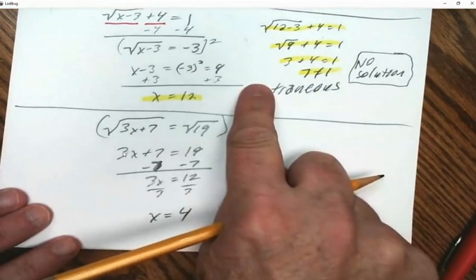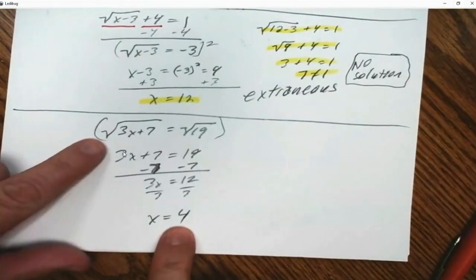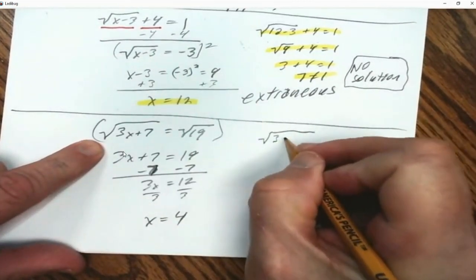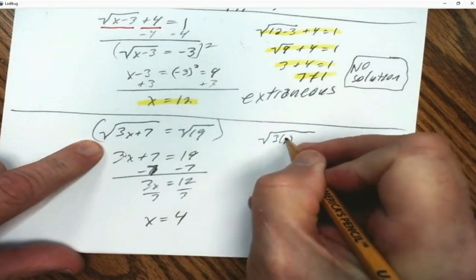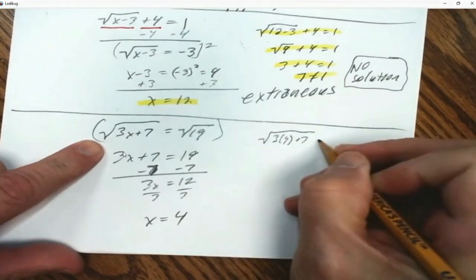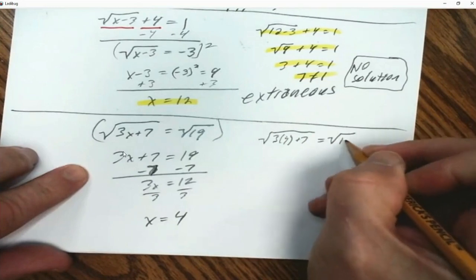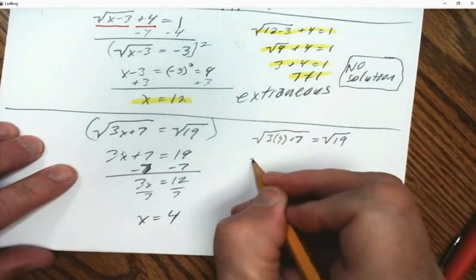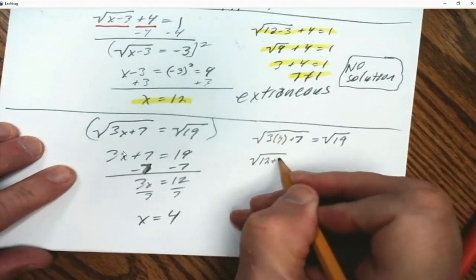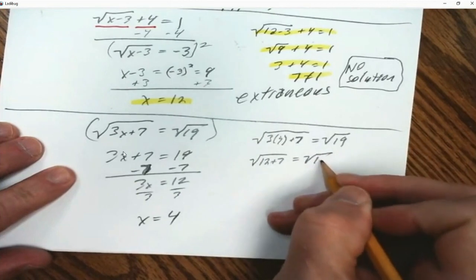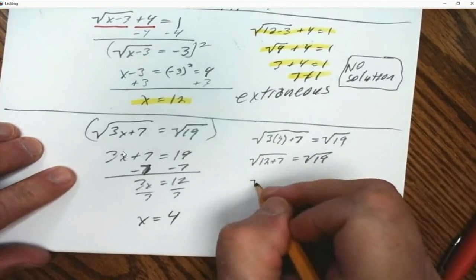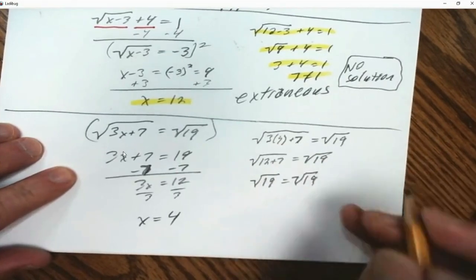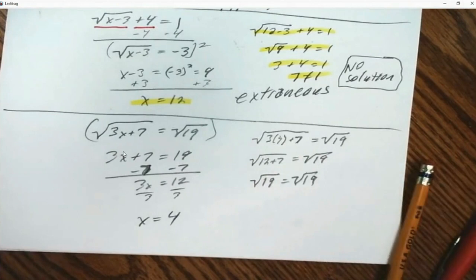Now, we learned from this one, we have to check any solution when we're solving radicals. So does the square root of 3 times 4 plus 7 equal the square root of 19? So what is 3 times 4? Well, that's 12 plus 7. 12 plus 7 is the square root of 19. Does the square root of 19 equal the square root of 19? Well, yes, it does.